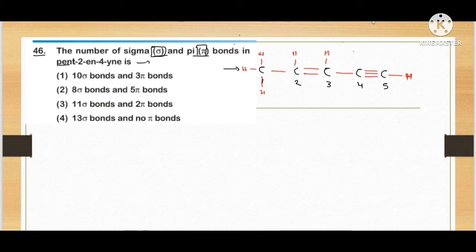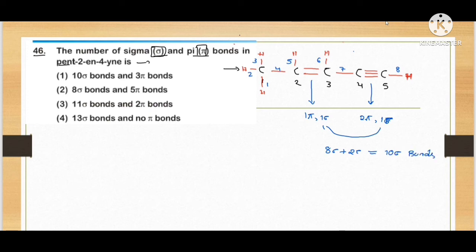Now let us count the number of sigma bonds and pi bonds in the given compound. Here 1, 2, 3, 4, 5, 6, 7, and 8. We know that a double bond contains one pi bond and one sigma bond. Also, a triple bond contains two pi bonds and one sigma bond. Here 8 sigma bonds are present. We have to add one sigma bond from the double bond and one sigma bond from the triple bond. It becomes 8 sigma plus 2 sigma, that will give 10 sigma bonds.